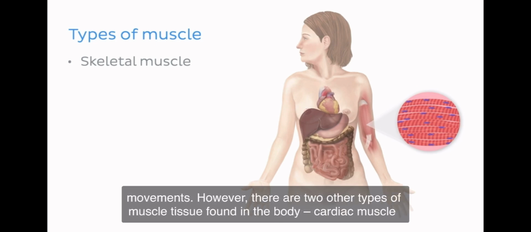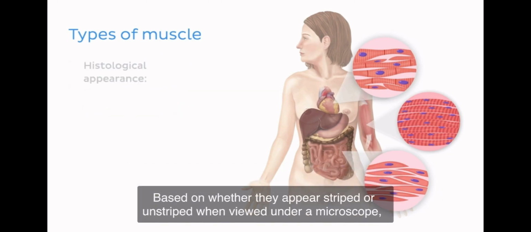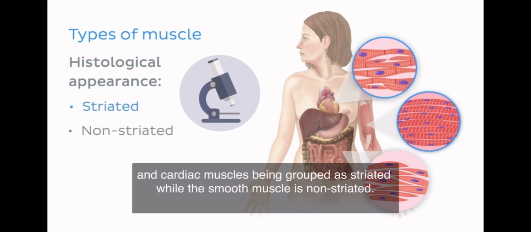However, there are 2 other types of muscle tissue found in the body: cardiac muscle and smooth muscle. These 2 types of muscles are important components of other systems. Based on whether they appear striped or unstriped when viewed under a microscope, muscles are also classified into striated and non-striated muscles, with the skeletal and cardiac muscles being grouped as striated, while the smooth muscle is non-striated.